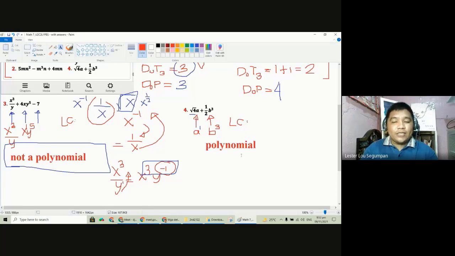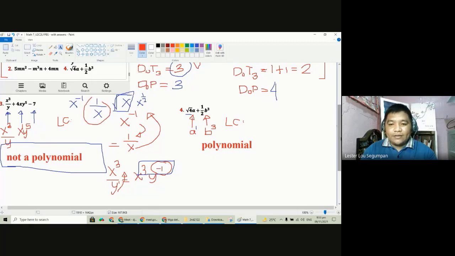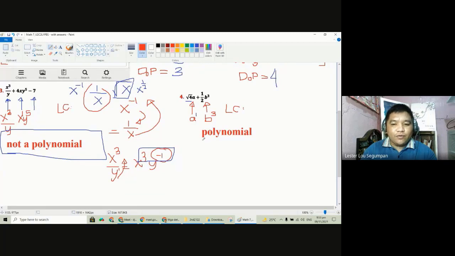Again, the only consideration for an expression to be a non-polynomial is when there is a variable in the denominator for rational expressions, or we have a negative exponent, or we have here a root symbol with a variable inside it. But in number 4, it's already a polynomial, so we could look for the degree of the first term and the degree of the second term. Whichever is the larger between the two, that's your degree of the polynomial.